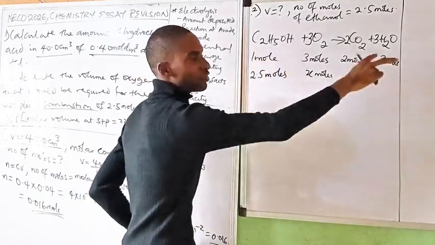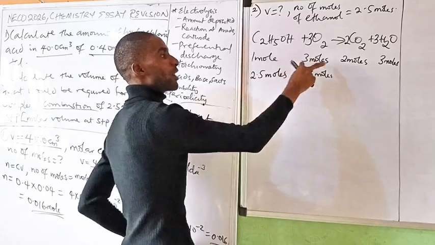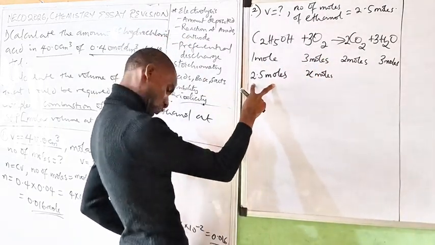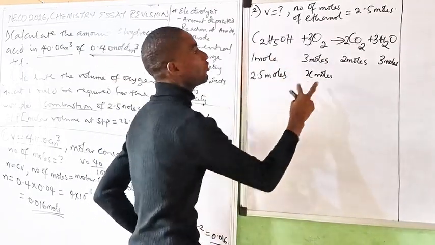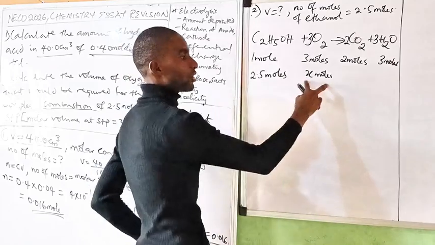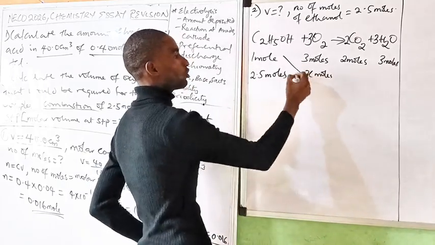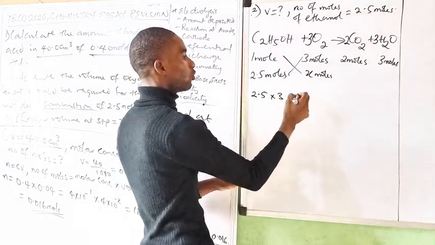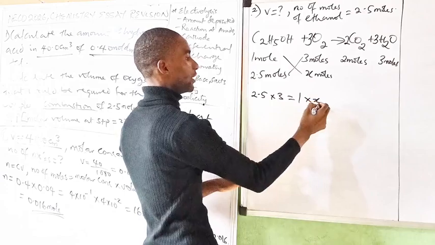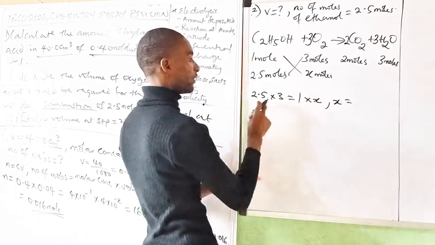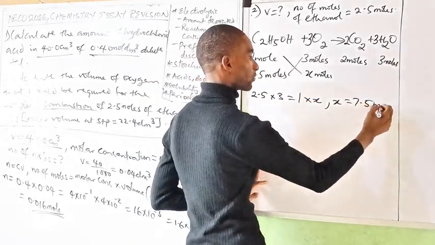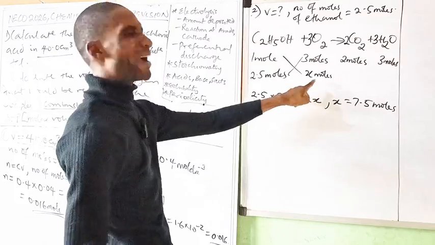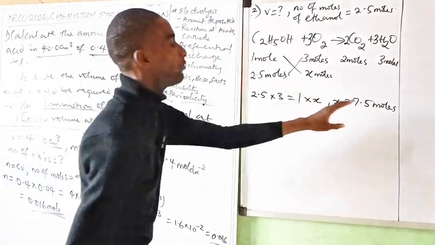1 mole from the balanced equation, 1 mole of ethanol requires 3 moles of oxygen gas. So when we now have 2.5 moles of ethanol, how many moles of oxygen do I have? You are going to add 3x moles. You cross multiply. So 2.5 times 3 equals 1 times x. So our x is going to be 2.5 times 3, which is 7.5 moles. So the amount of moles of oxygen that will be required for this reaction is 7.5 moles.